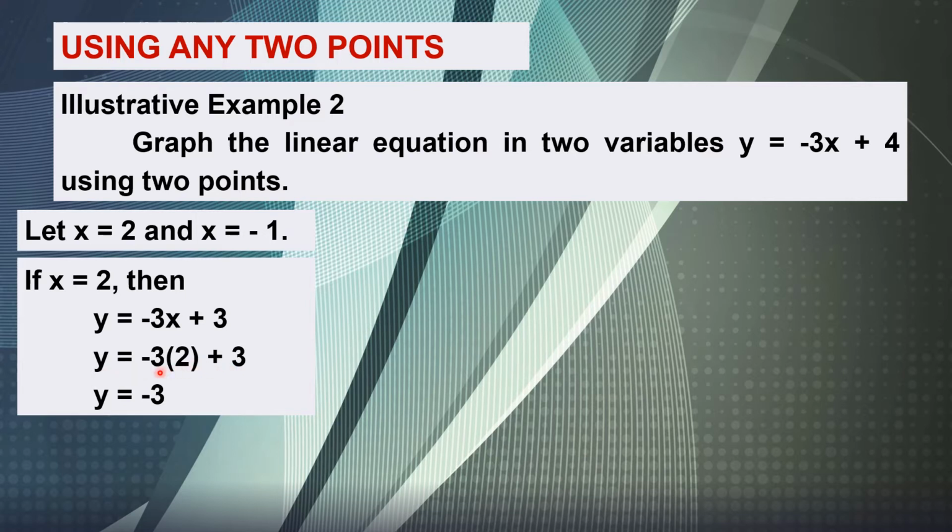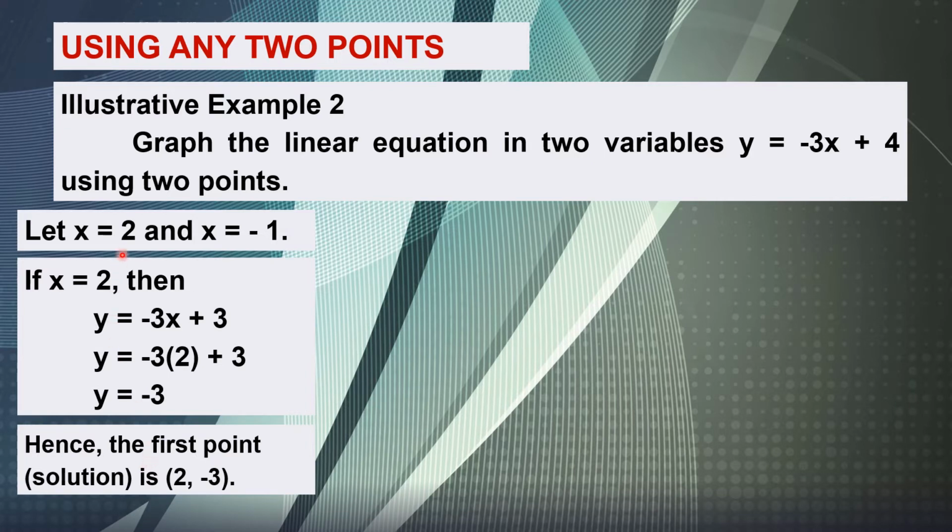Simplifying this, we have now negative 3 times positive 2 is negative 6. And negative 6 plus 4 ay negative 2. So, our y value is negative 2. Hence, our first point is positive 2 and negative 2.